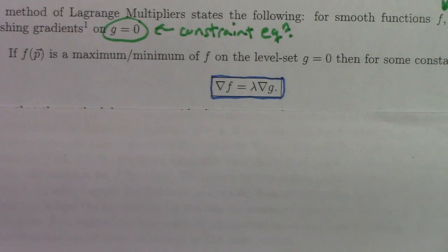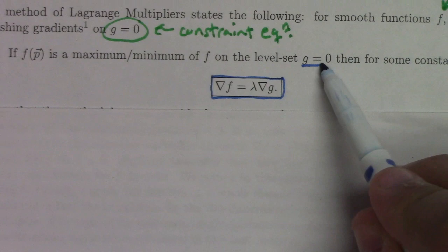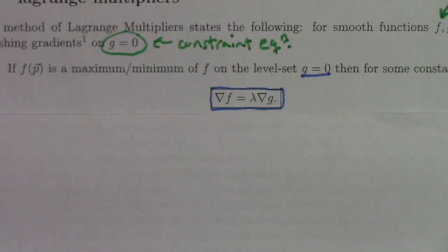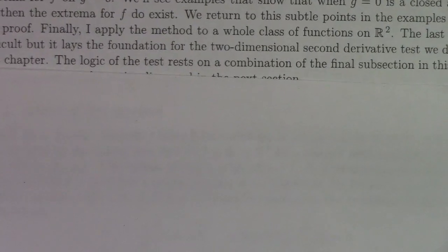And so this is a system of equations relating the partial derivatives of f and the partial derivatives of g. And we're also, of course, insisting that g equals 0. That's part of the story here. So let's talk about this idea.